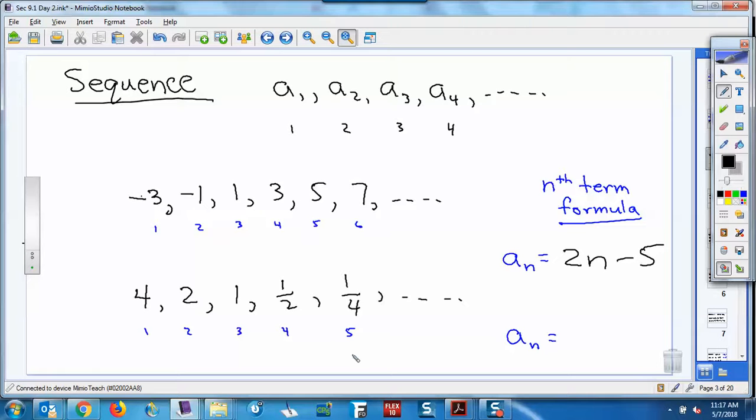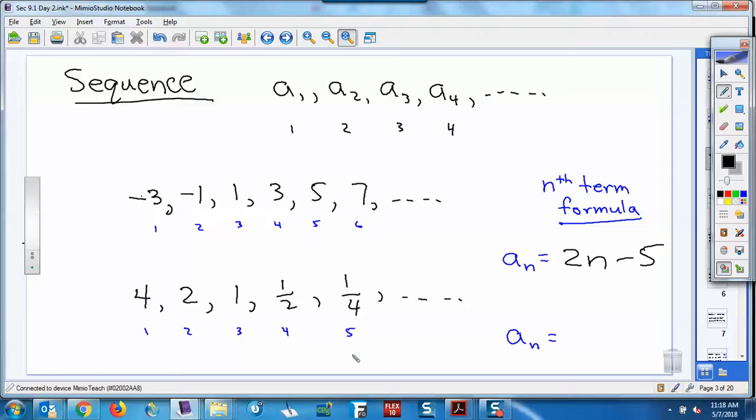What's the pattern here? Divide by 2. But I'm not going to say divide by 2. I'm going to say what? Multiply by 1/2. We're multiplying by 1/2, okay? So repeated multiplication should make you think of what? Repeatedly multiplying by 1/2 makes you think what? A power, an exponent, 1/2 raised to a power.